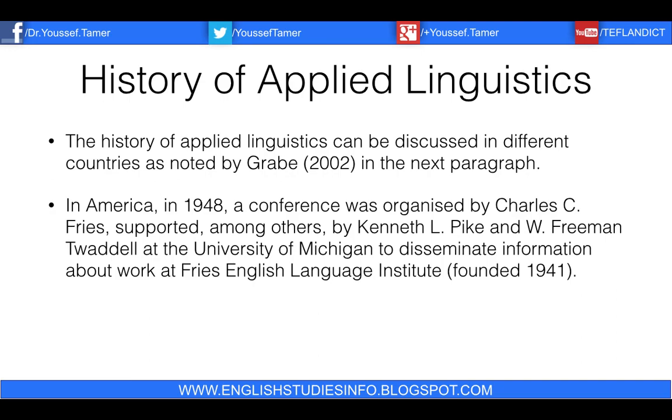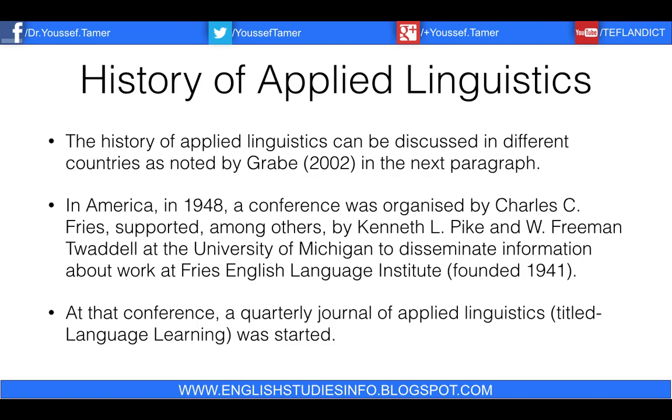to disseminate information and work about Fries's English Language Institute. So the English Language Institute did research about these problems, and then these people I mentioned to you organized this conference in order to disseminate this research and discussion about these real language problems related to language learning and teaching in the States at that time, 1948.